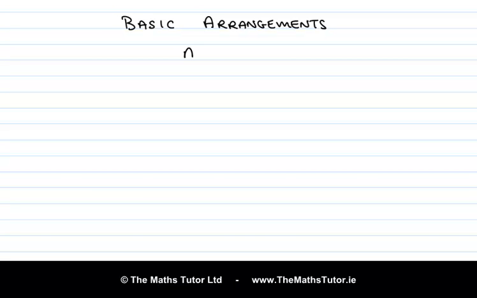If we take the letters A, B, C, D, how many two-letter arrangements can we make from these letters without reusing any letter? Well, a few random examples. We could have AB, BC, CD, BD, AA. No, we can't have AA because that's using the same letter twice. DB, and so on. If we want to make sure to find all the different arrangements, we need to do it a bit more methodically or systematically.